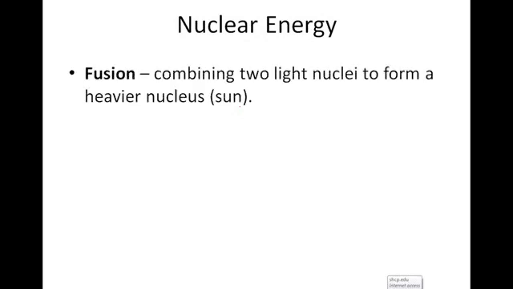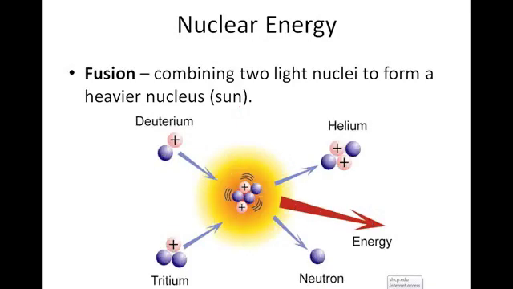Nuclear energy, well, there are two types. Fusion is when you combine two light nuclei to form a heavier nucleus. This is what the sun does. The sun takes hydrogen and combines it to make helium. In the process, it releases an enormous amount of energy, plus neutrons.